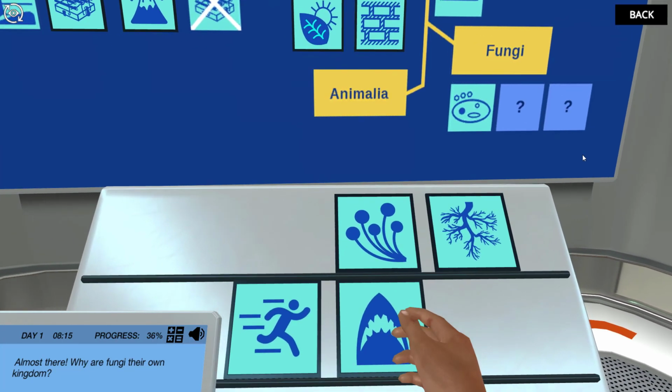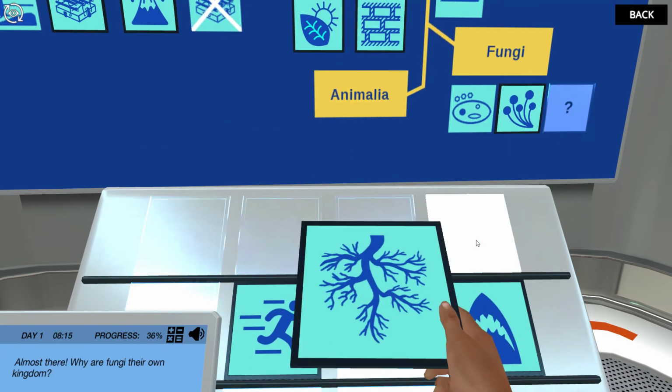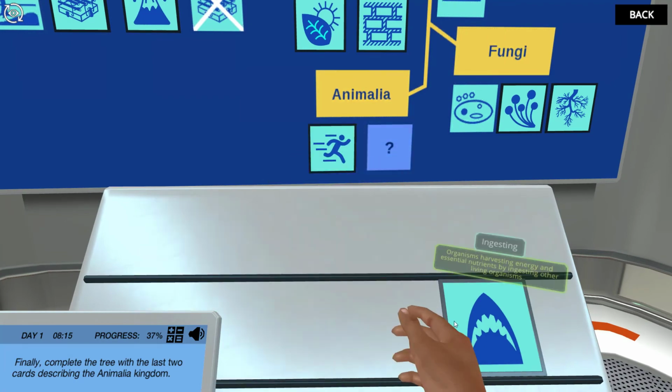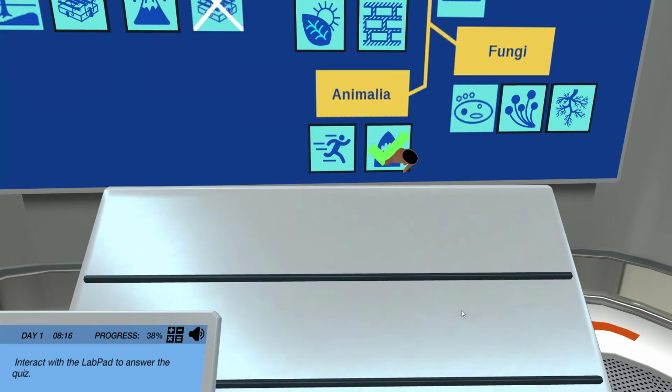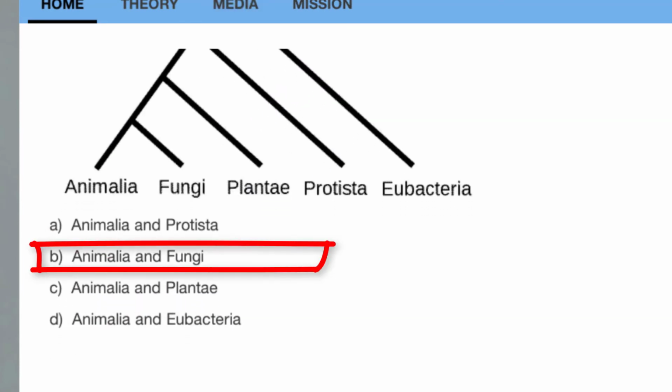Almost there. Why are fungi their own kingdom? Finally, complete the tree with the last 2 cards describing the Animalia kingdom. Let's see if you understood how those trees work. According to the image below, which kingdoms have the most recent common ancestor?